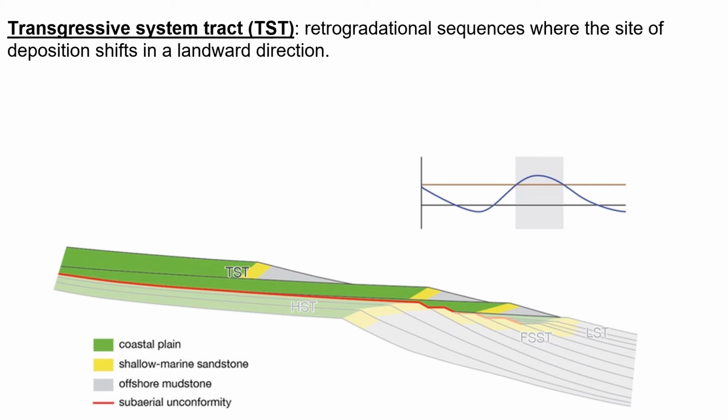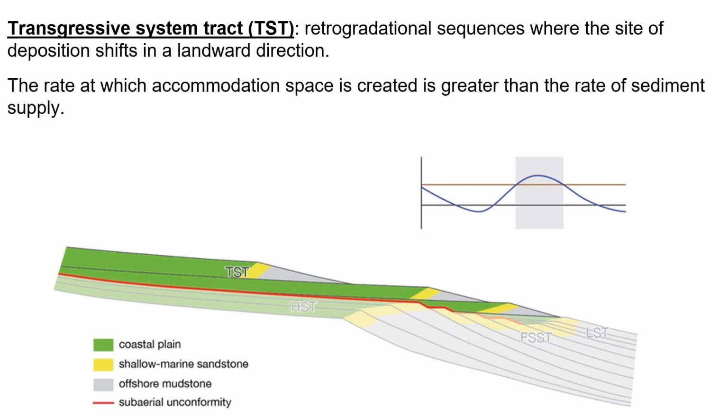We then have our transgressive systems tract, and this is retrogradational. The parasequence set is moving in the landward direction. We've seen a shift now where we went from highstand to falling to low, and now we're moving everything back landward again. This is sea level going towards its high point in the landward direction. At this point, the accommodation space is greater than the rate of sediment supply, so we're moving sediments in the landward direction.